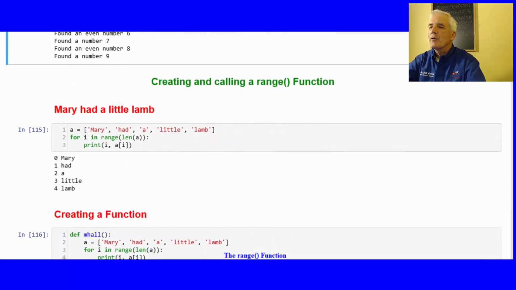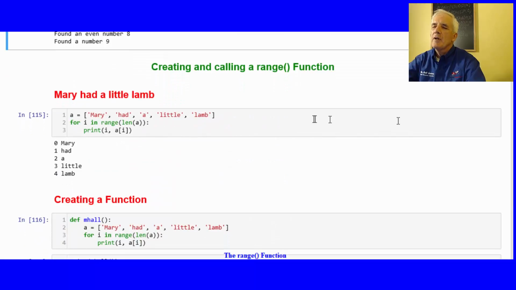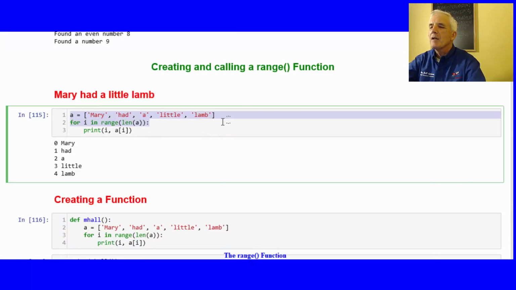So then we'll create and call a range function. We'll use Mary had a little lamb. a equals Mary had a little lamb. That's shown there. For i in range len(a), we'll print i, a[i]. And we'll notice on the left side is the len, and on the right side is the a. So Mary had a little lamb, 0 to 4.